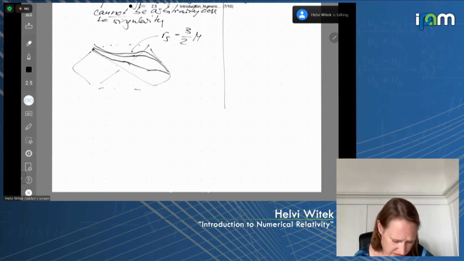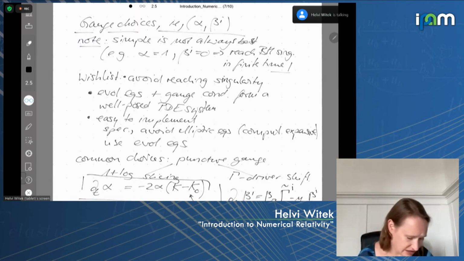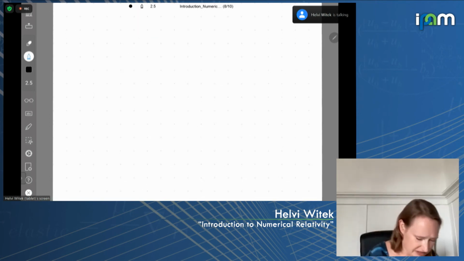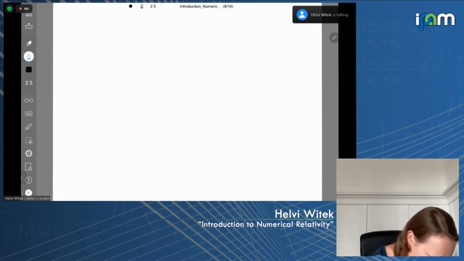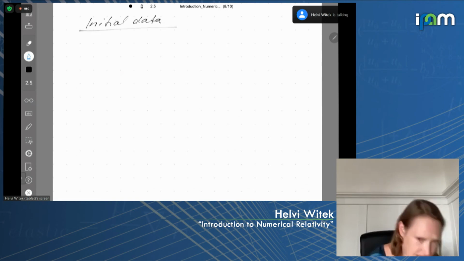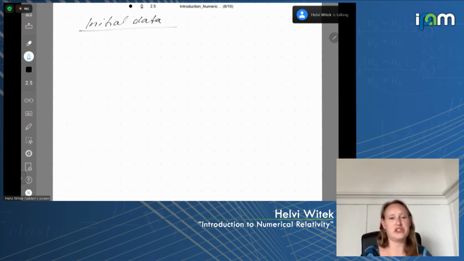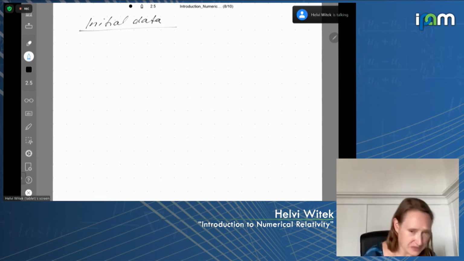So let me just go down, actually start on the next slide. This is the last part for today, a brief summary on initial data. And again, I will only present part of one version of what you can do. This is not unique. There are other ways to construct initial data as well. But this is, I think, the most instructive one.